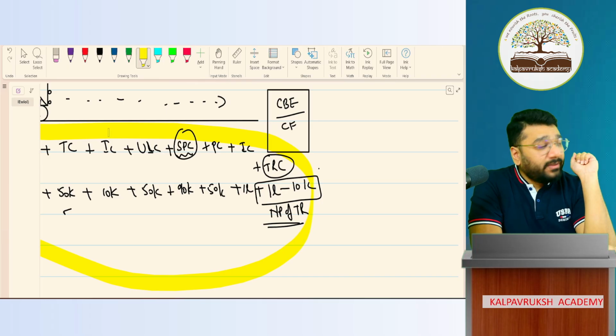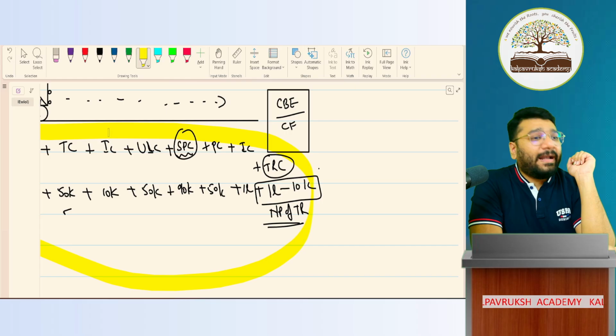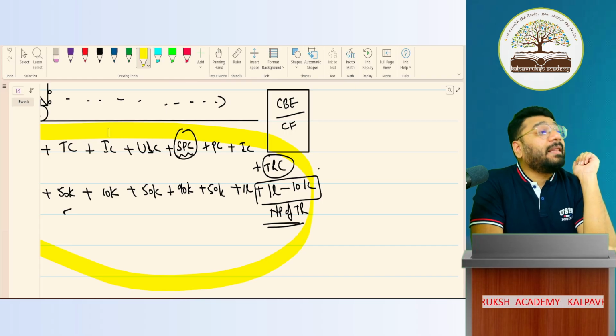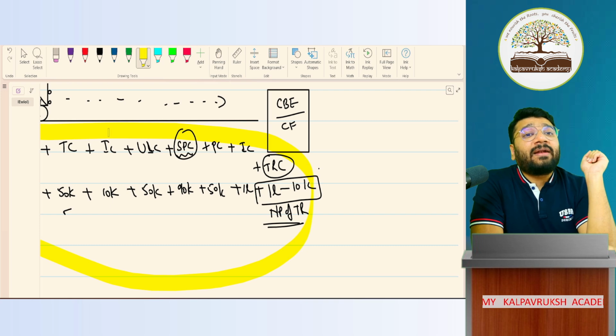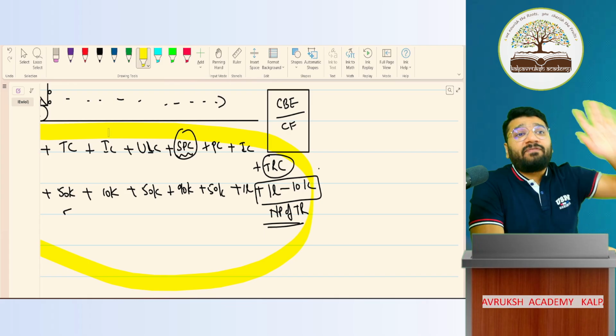Now, this factory which I took, it's not my own land. It's not my own place. It is on rental. The agreement for running this factory is for 10 years. After 10 years, I have to give the factory back to the owner.